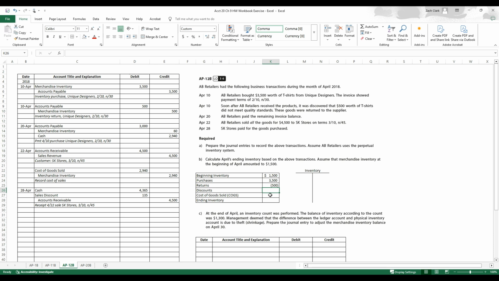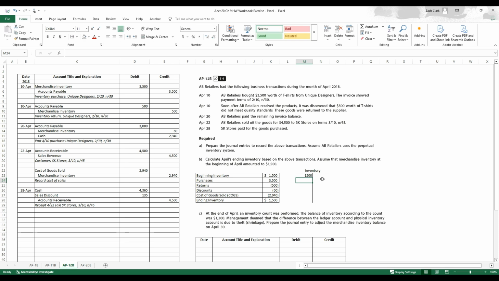Then we had a discount of 60, right? That was because we paid within the discount period. And then our cost of goods sold is inventory that left the door, basically. It went out the building, right? And so if we take all those together, we get back to 1,500. Like I said, it told us that we sold out of all of our inventory during the month that we purchased, so you can reasonably deduce that we'd get back to our beginning amount. But this is a nice way to see what that would be.